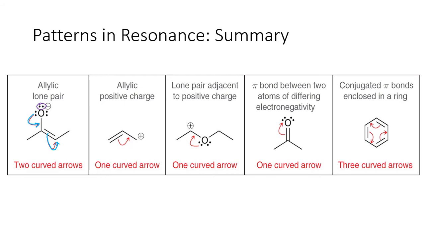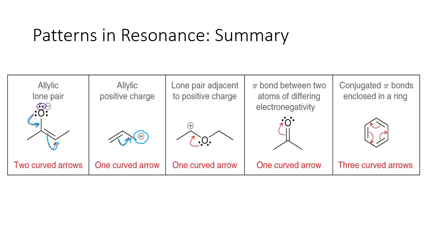The next pattern is when you have an allylic positive charge. So you have a positive charge next to or one over from the double bond. We pushed our pi electrons of the double bond over towards the allylic positive charge, so that way we wouldn't be exceeding the octet. And we only needed 1 curved arrow for that move.